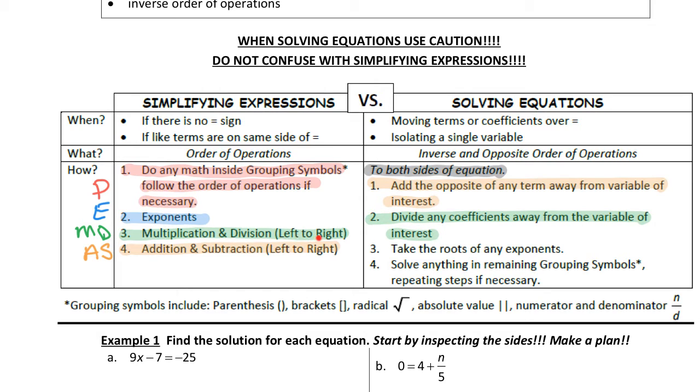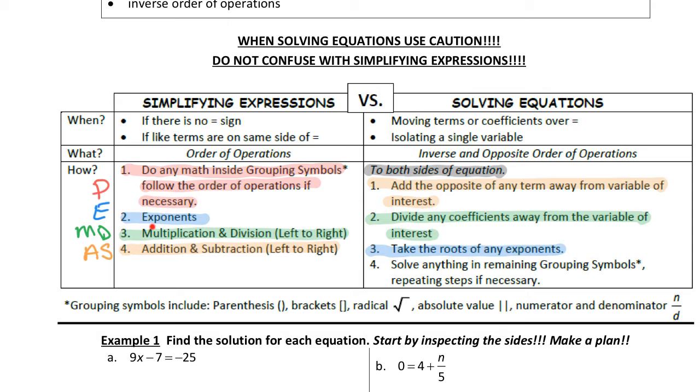Next would come any multiplication and division, so you can see it's green here. Divide any coefficients away from the variable of interest. And just remember the coefficient is any number in front of a variable. Next, we would take the roots of any exponent.